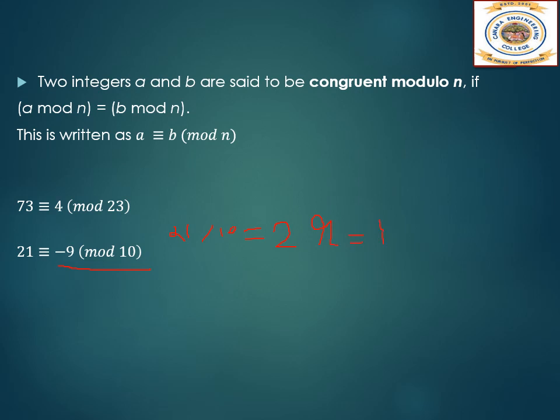Now I can also write it as minus 10. Again, this is the set of residues. Minus 9 comes from the set of residues. If I write minus 9 and plus 10, what do I get? I get it as 1. So I can write this as 21 is congruent to minus 9 mod 10, or I can also write it as congruent to 1 mod 10. So both are possible. This is also right and this is also right.